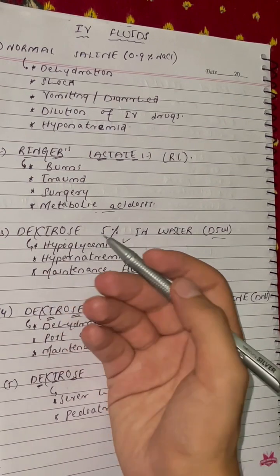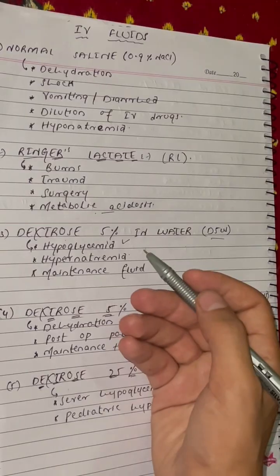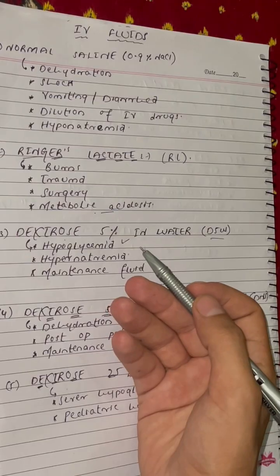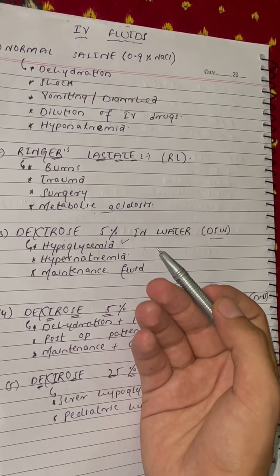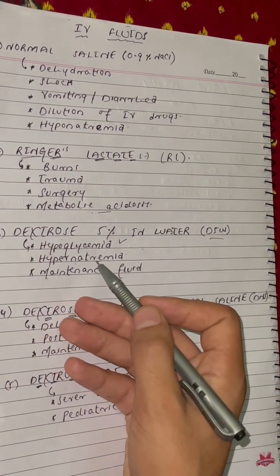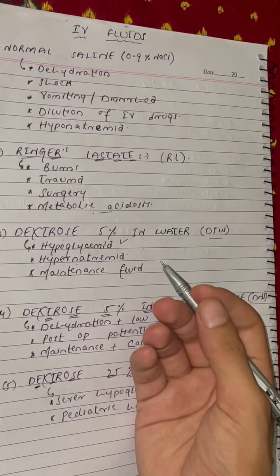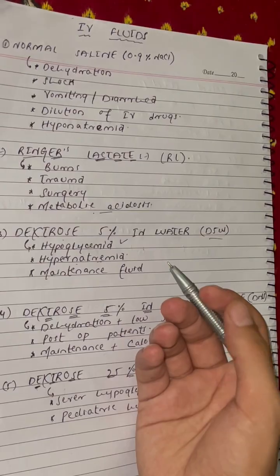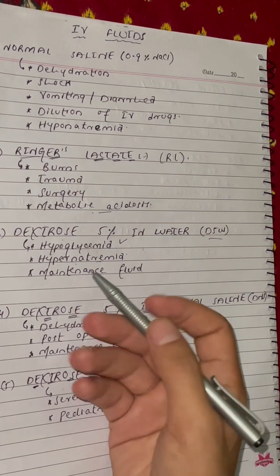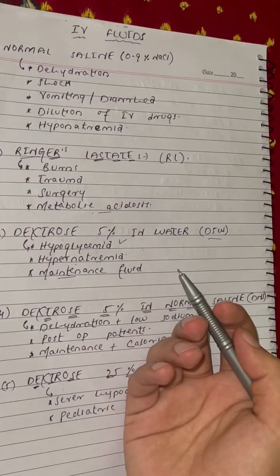Now let's talk about dextrose 5% in water. This solution contains glucose dissolved in sterile water. It is mainly used in hypoglycemia, where the blood glucose level is low, so it provides an immediate source of energy. It can also be used in some cases of hypernatremia, where the sodium level is high, because after the glucose is metabolized, the remaining free water helps dilute excess sodium. Dextrose 5% is also commonly used as maintenance fluid in patients who are unable to take adequate fluid orally.